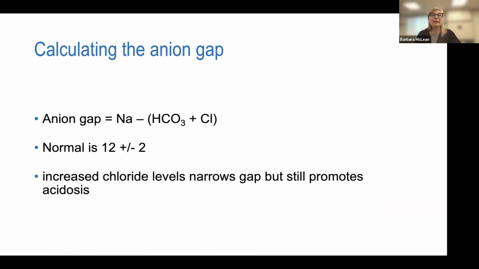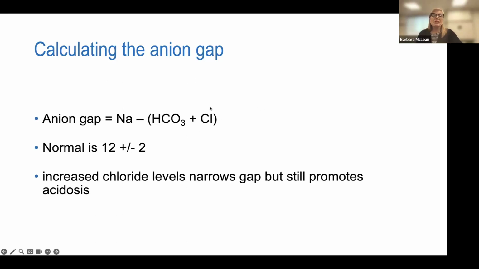So when we calculate that anion gap, most of us just throw potassium out. We're not too worried about it. Mostly we say sodium minus bicarb, which is negative, and chloride, which is negative. Sodium representing the positives, bicarb and chloride representing the negatives. Normal is plus or minus 2.